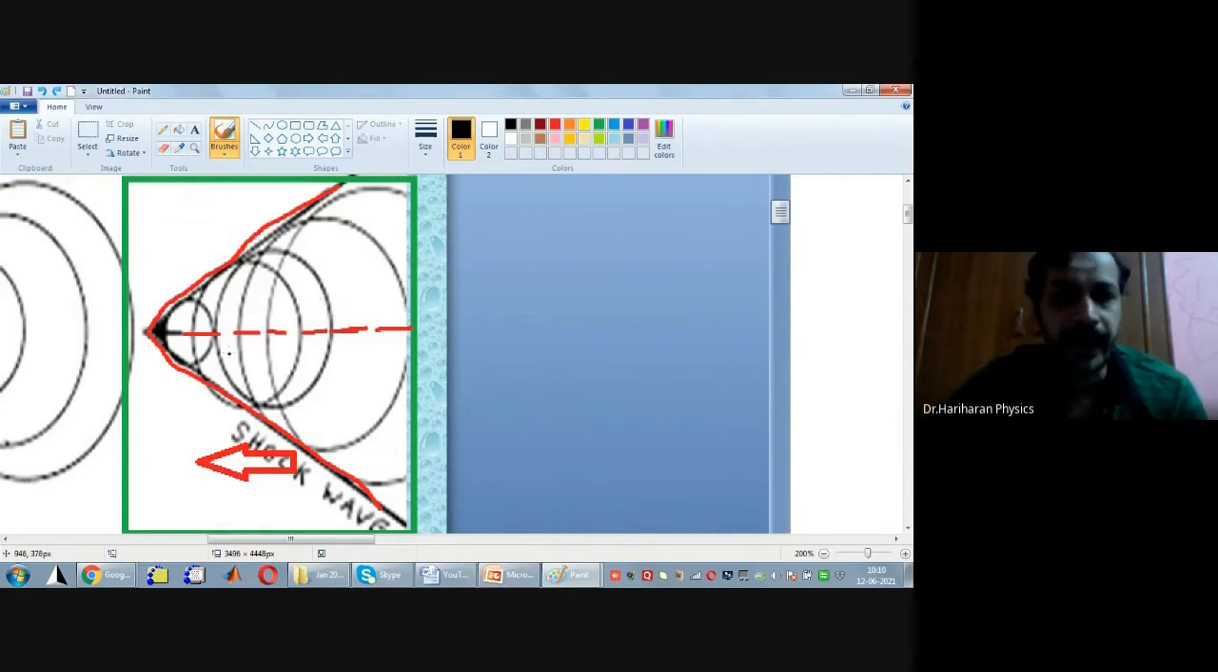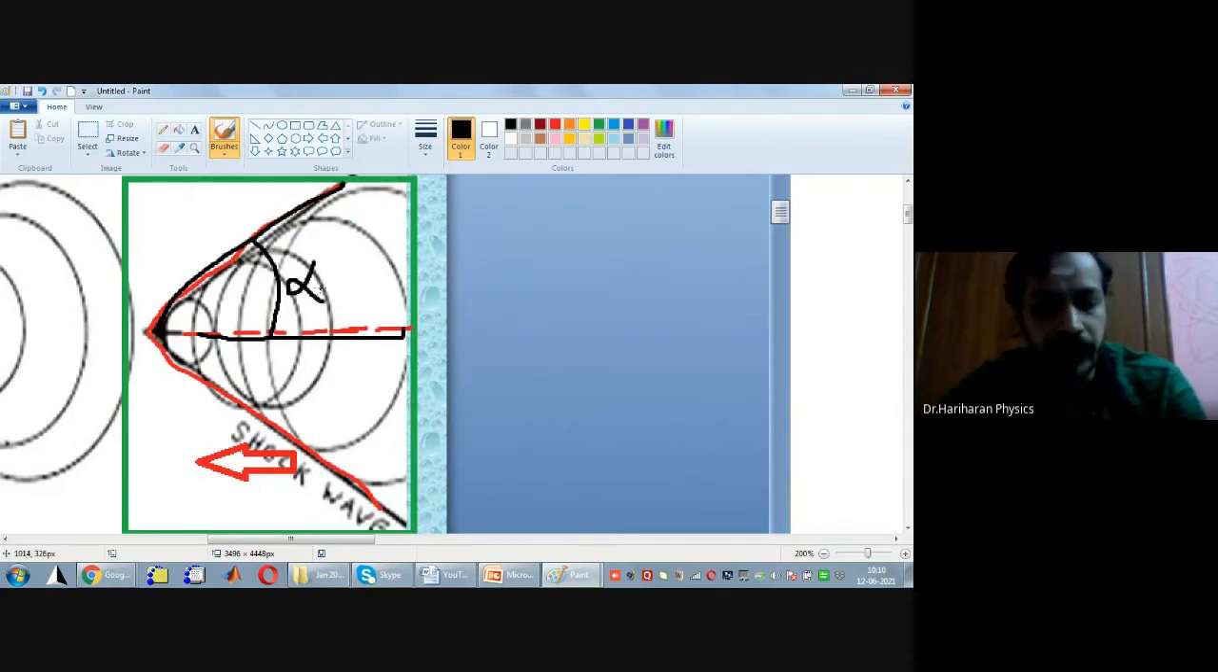Once again I'll repeat. What is Mach angle? I'm using black color. So Mach angle is nothing but the angle made by the direct common tangent with respect to the axis of the cone. This angle is called the Mach angle. We may denote it as alpha or mu. I think we have denoted it as mu, so I will write it as mu.